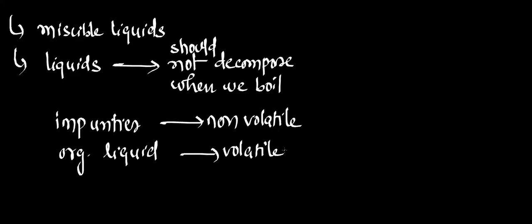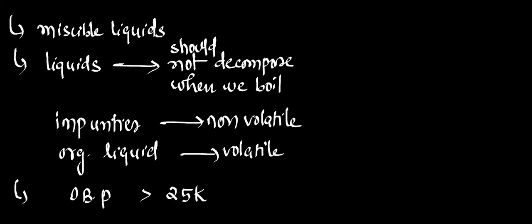Suppose you take the previous mixture of chloroform and aniline, and there are certain impurities. What must be the nature of the impurities? They must be non-volatile. Chloroform is the liquid that I want to collect, so it must be volatile in nature. The main organic component which we want to separate must turn into vapor form, and the impurities must be non-volatile. And what must be the difference in boiling points here? It will be more than 25 Kelvin.